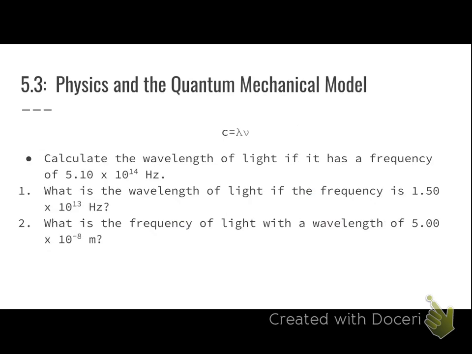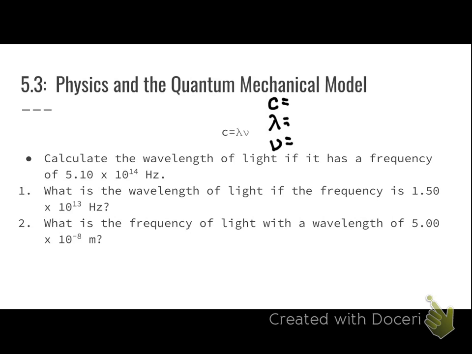Here we see some problems that can be solved using our equation. The first problem says that it wants us to calculate the wavelength of light that has a frequency of 5.10 times 10 to the 14th hertz. In our equation, we have three variables, C, lambda, and nu. And we should start out this problem by identifying what each of those three variables are going to be equal to.